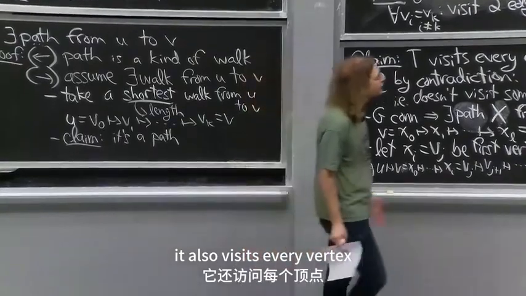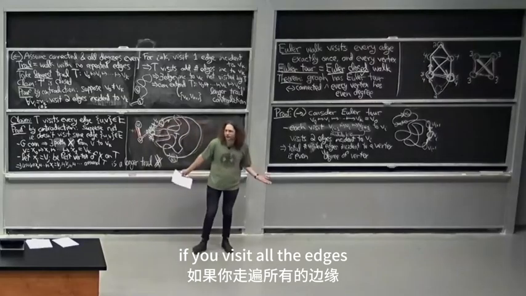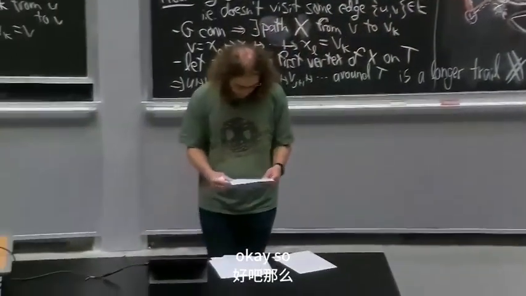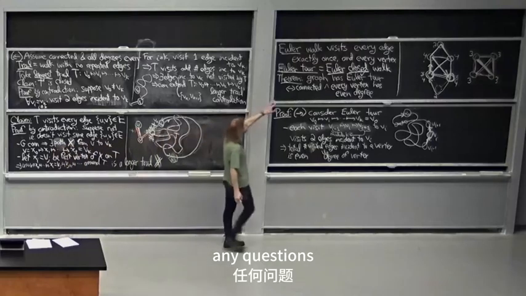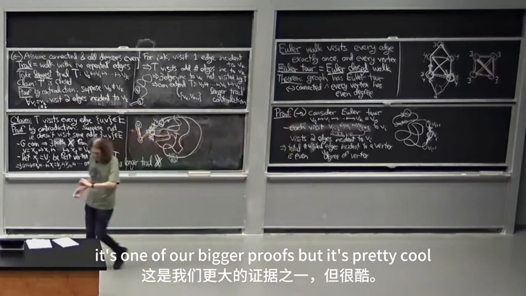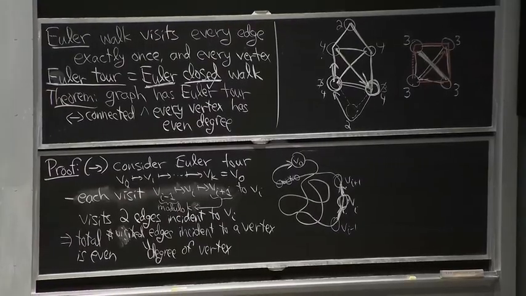It also visits every vertex at least once, just because the graph is connected. If you visit all the edges and your graph is connected, then you definitely visit all the vertices. Okay, so that proves this theorem. Any questions? A lot of details there. It's one of our bigger proofs, but it's pretty cool.